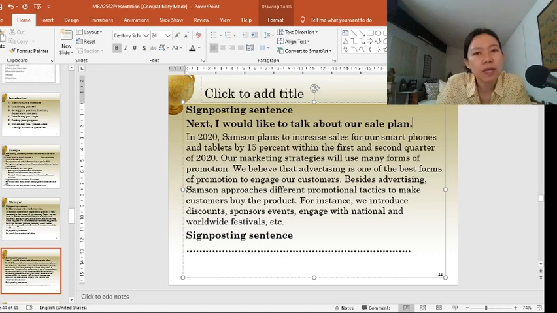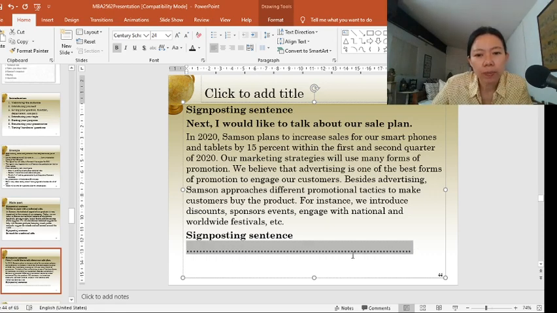So here's my signposting sentences. To start another topic, I would say, next, I would like to talk about our sale plans. And then I will talk about sale plans until I come to the end of this topic. So I will use the signposting to finish my topic.